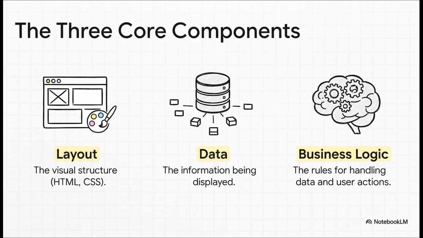Then you have the data. This is the raw information, like your specific order details that are sitting in a database somewhere. And finally, you have the business logic. This is the brain of the operation, the set of rules that fetches the right data for the right person and decides what happens when you click a button.